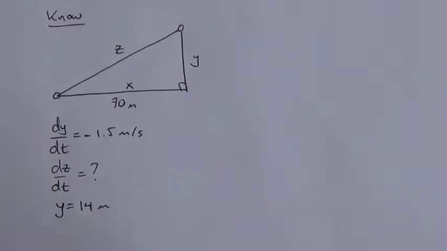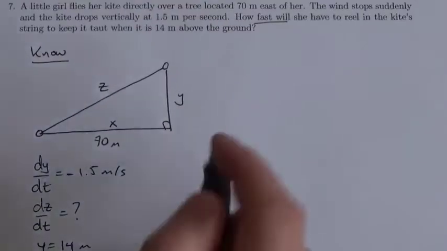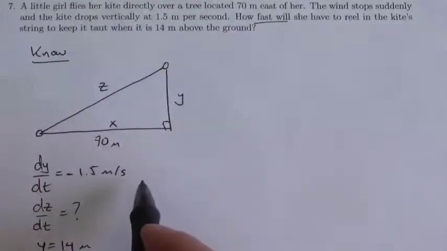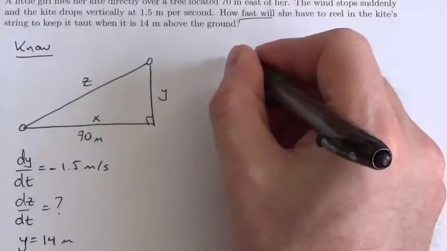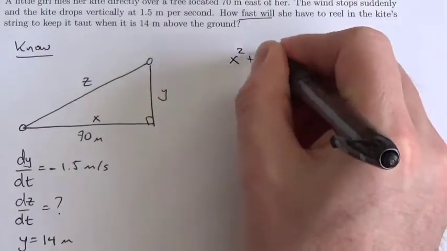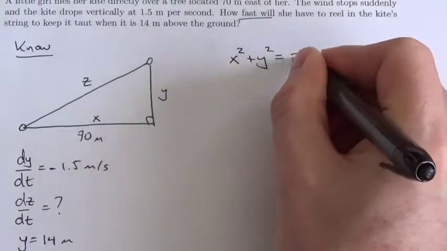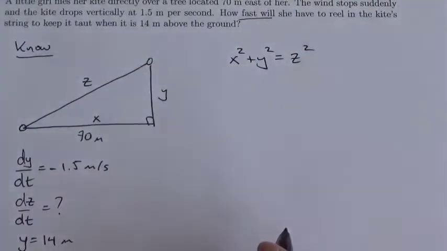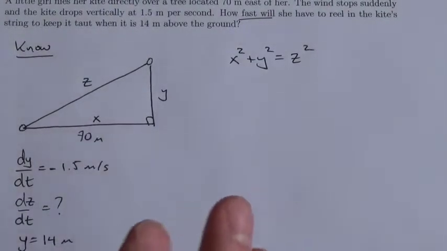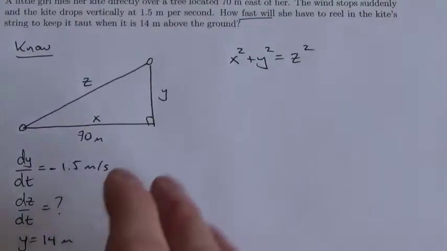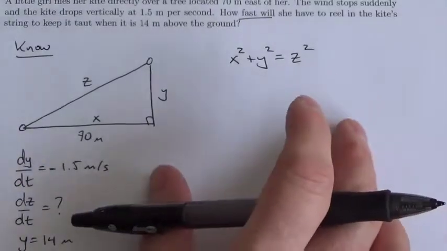I've got two rates of change here. I need to get an equation relating those from this triangle, and I hope it's pretty clear that what we're looking at here is the Pythagorean Theorem. X squared plus y squared is going to equal z squared. Now, in the last lesson that we looked through, I made a point about not substituting in values for variables.